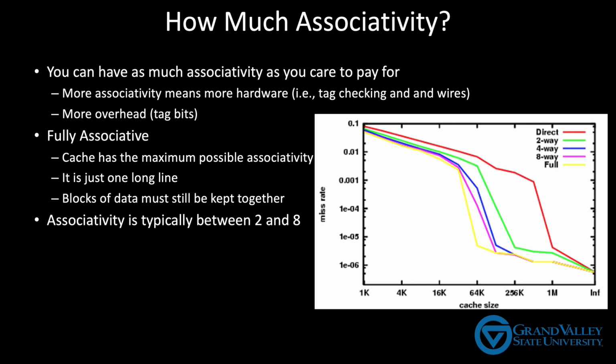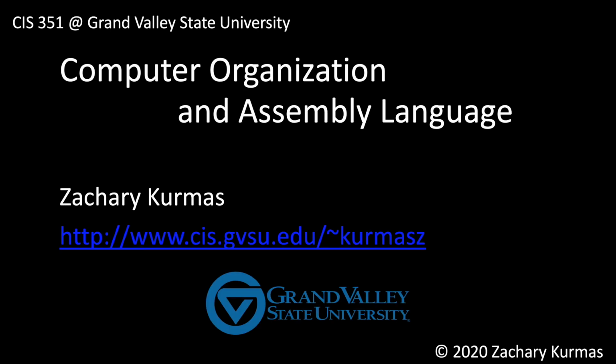There's one last detail we need to address. When there's a cache miss in a set associative cache, we need to decide which data gets kicked out to make room for the new data. That's called the replacement policy, and that's the topic of the next video.